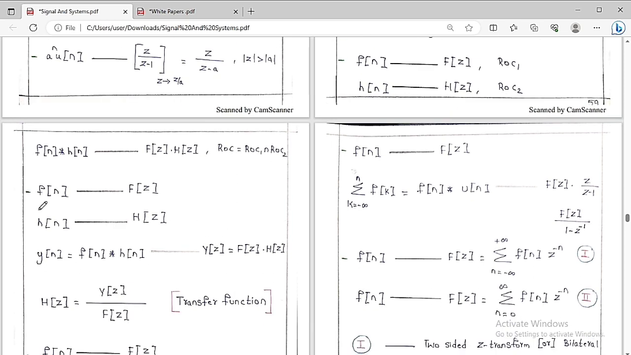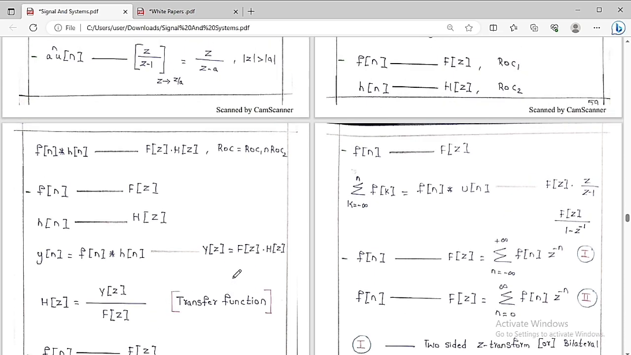The next point: I'm writing the same thing in another fashion. If f of n has z transform f of z and h of n has the z transform h of z, then what is y of n? Then y of n is nothing but f of n convolution h of n. In the z transform, y of z is equal to f of z into h of z. And then what is h of z? h of z is equal to y of z by f of z. So this is called the transfer function.